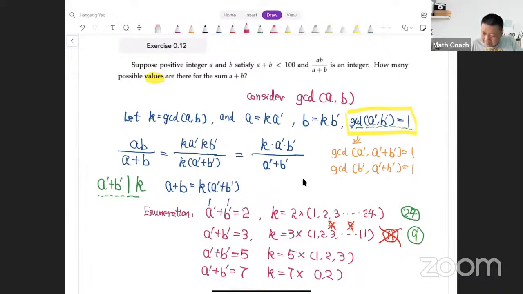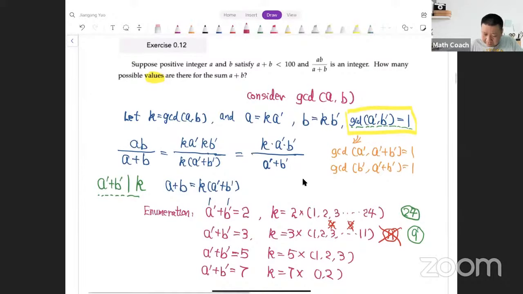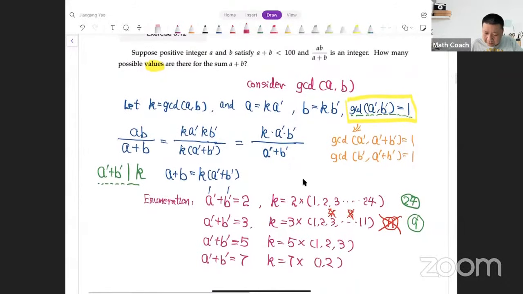And is that all? And what about k equals 9? A prime plus b prime equals 9. Oh, this should not be counted because of what? Because it's already in this category, right? It's a multiple of 9. Okay, so now we have 3, we have 2, so we add up together. Now we get the final answer is 38.